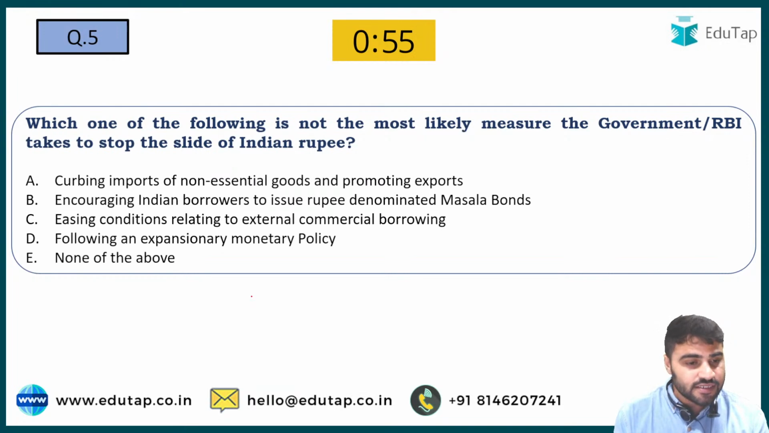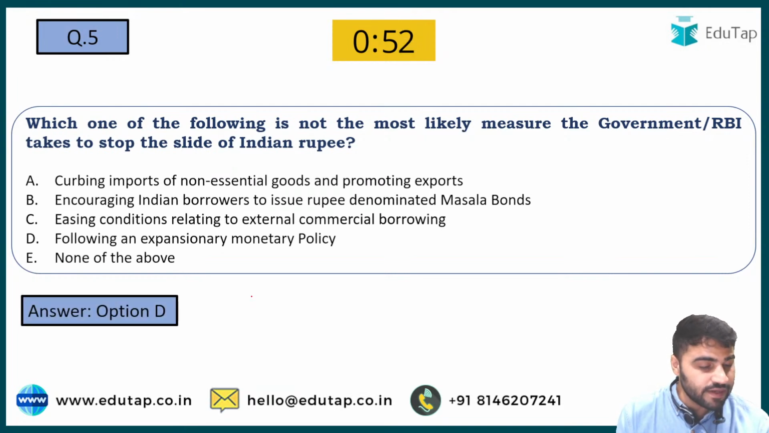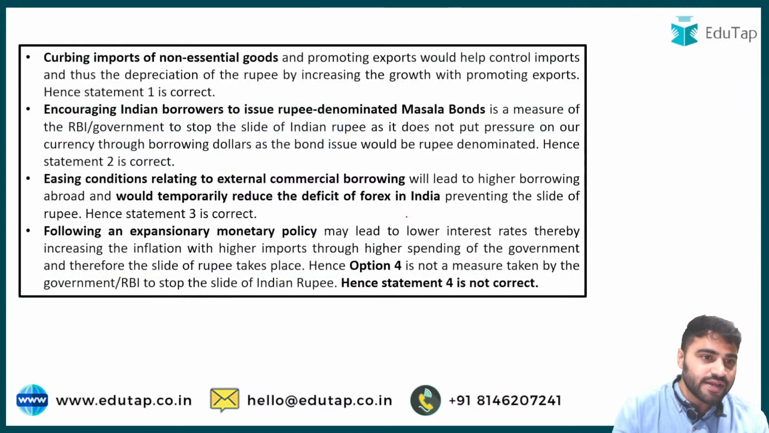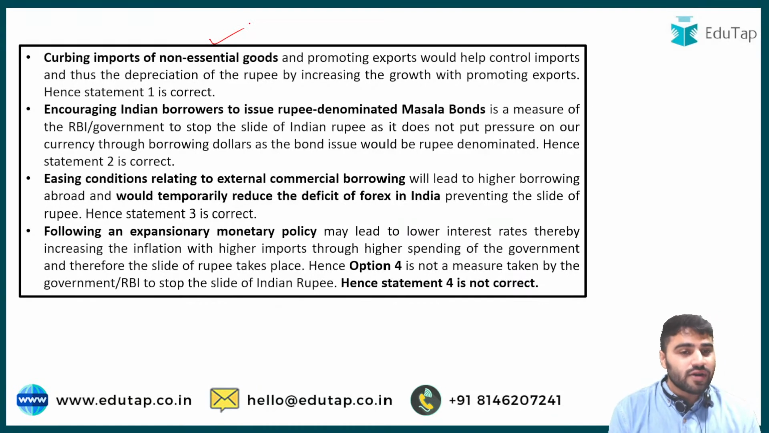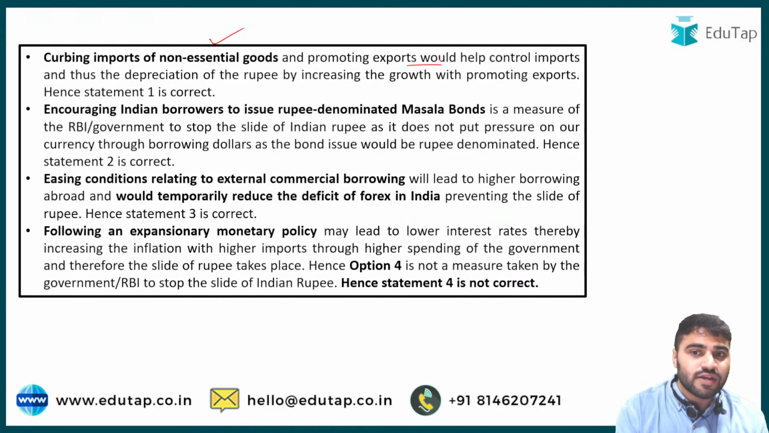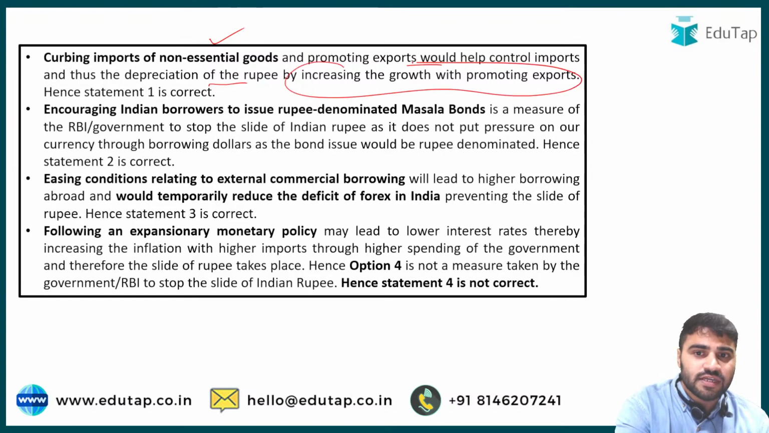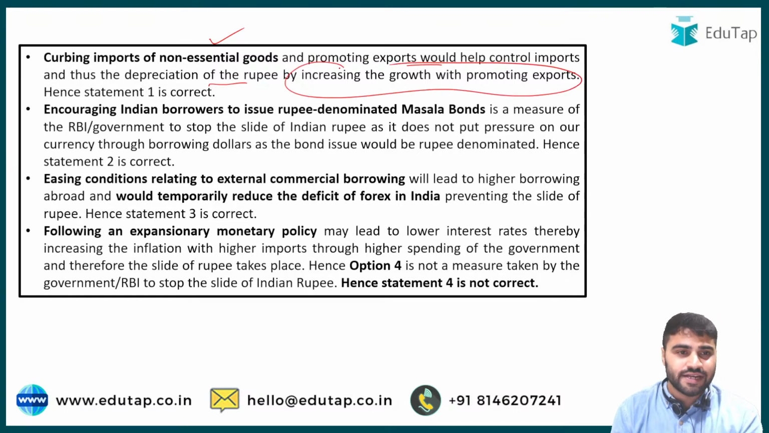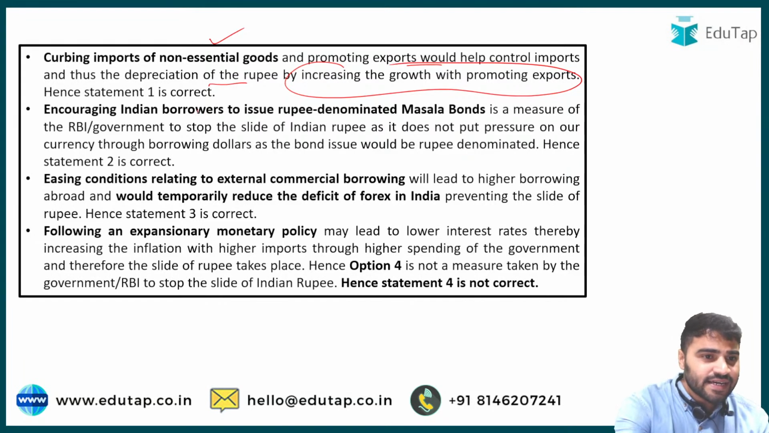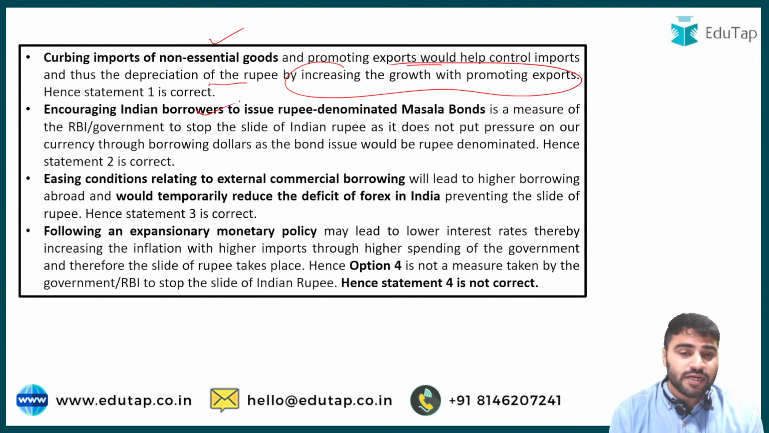So let's see the right answer. The right answer for this question is, guys, option number D, that is following an expansionary monetary policy. So here you can read, curbing imports of non-essential goods and promoting exports would help control imports and thus depreciation of the rupee, by promoting exports, right? Second is encouraging Indian borrowers to issue rupee denominated masala bonds. And what will be the benefit of this?